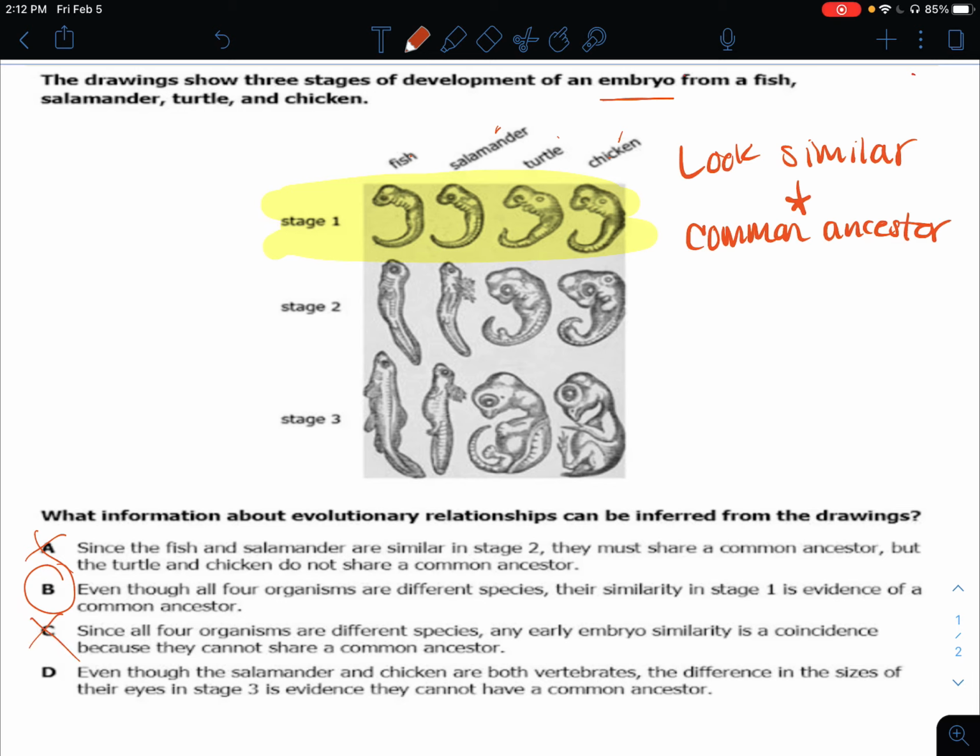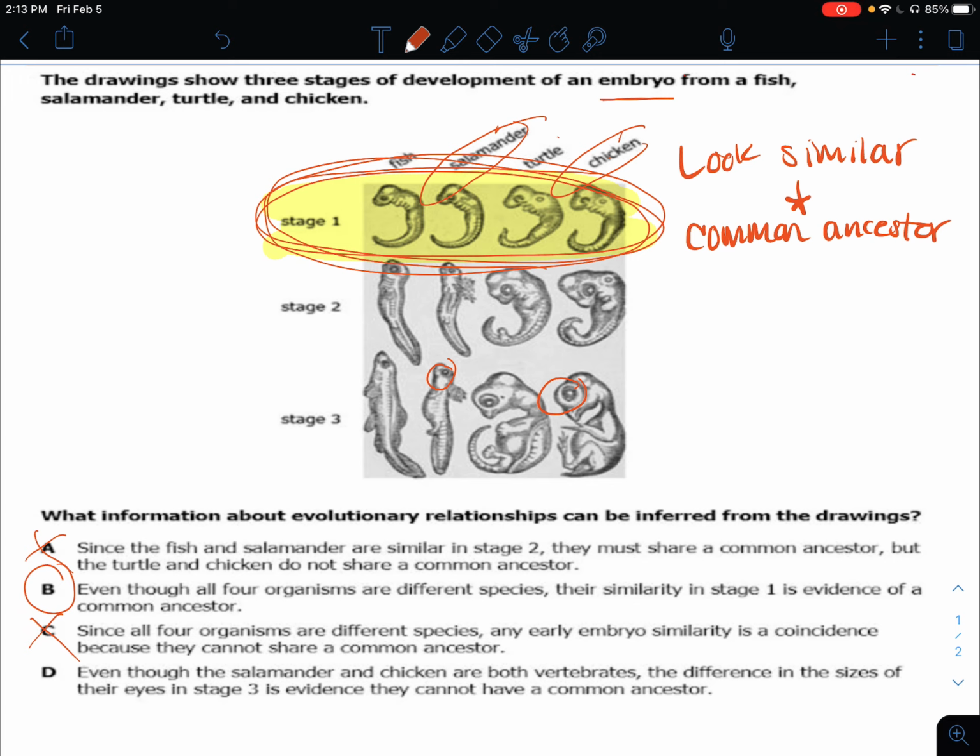D says even though the salamander and chicken, where are they? Salamander, chicken, are both vertebrates, the difference in the sizes of their eyes in stage 3 is evidence that they cannot have a common ancestor. So like there's their eye, there's the eye. So that's getting pretty nitpicky. Again, we know that just because obviously once they are fully developed, we know they're going to look different because they're different species. Chickens don't look like salamanders. Hello. But you always want to focus on these early embryos, see how similar they look. This is beautiful evidence that they're going to share a common ancestor.